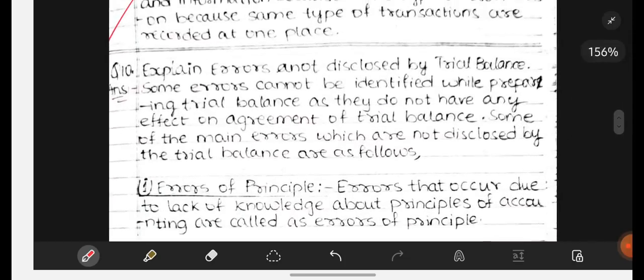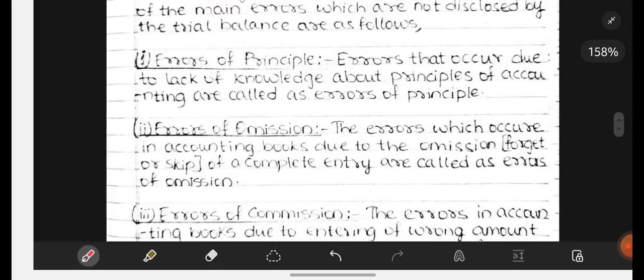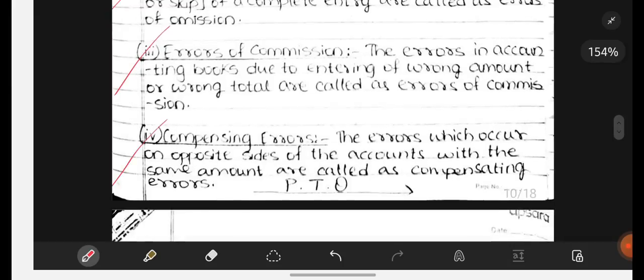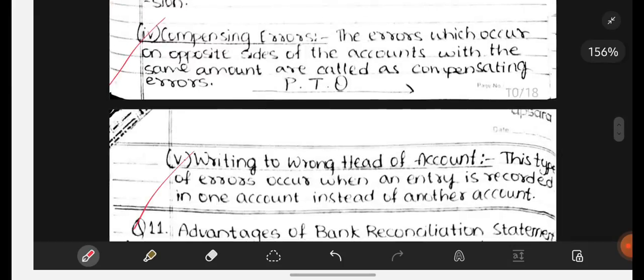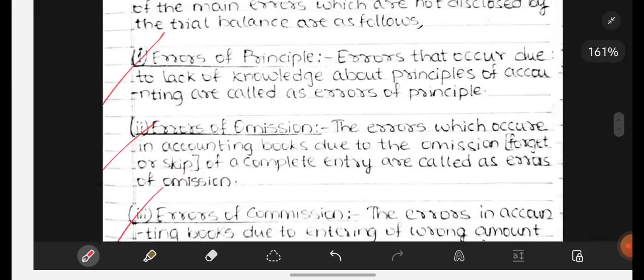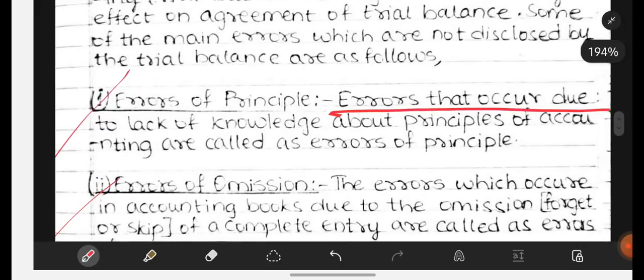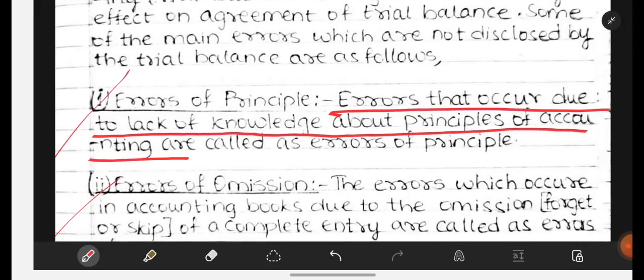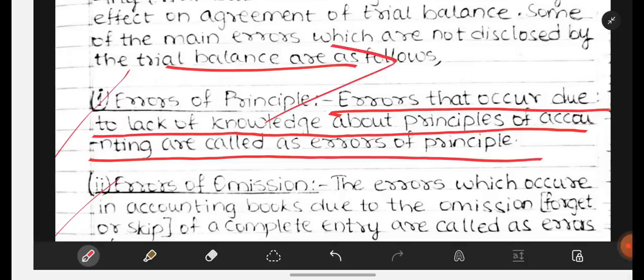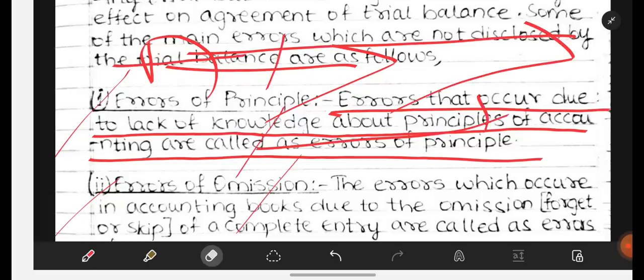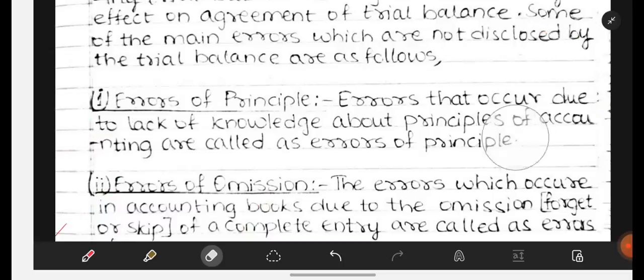Then let us see. Explain errors disclosed by trial balance. See, what are the errors? Errors of principle, errors of omission, errors of commission, compensating errors, writing to wrong head of account. These are the errors. Errors of principle, what is it? Errors that occur due to lack of knowledge about principles of accounting are called errors of principle. If we don't have the knowledge of accounting principles, the types of accounts, real, personal, nominal, debit is the receiver, credit is the giver, all that, if we don't know those accounting principles, this will happen.